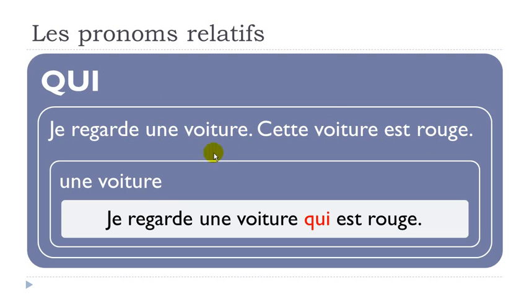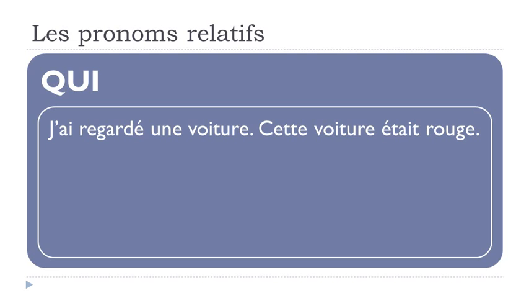And then, je regarde une voiture qui est rouge, all right? So, je regarde une voiture qui est rouge. So, exactly the same thing here. You just put this qui, and then you get the verb after that, est rouge, all right?